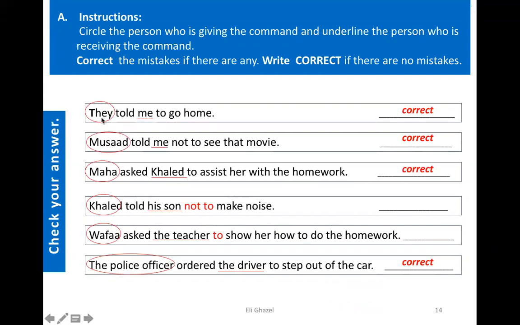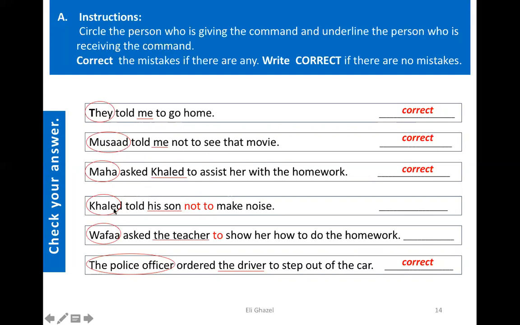If we notice here, they is the person giving the command. Me is the person receiving it. To go home, they told me, that is correct. Now notice the not part. Musad is the person giving the command. Me is the person receiving the command, but notice the to see. So the original probably would be see, or with the not, do not see the movie. But we drop the do, but we keep the not, and we have to see. So that's correct. Maha asked Khalid to assist her with her homework.